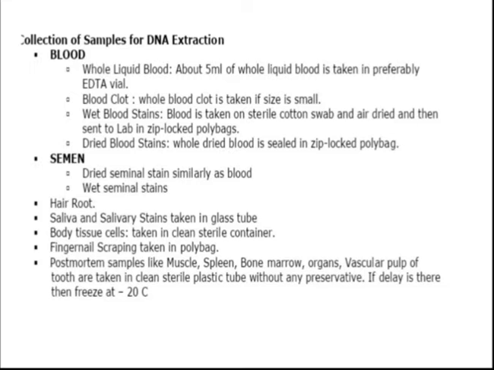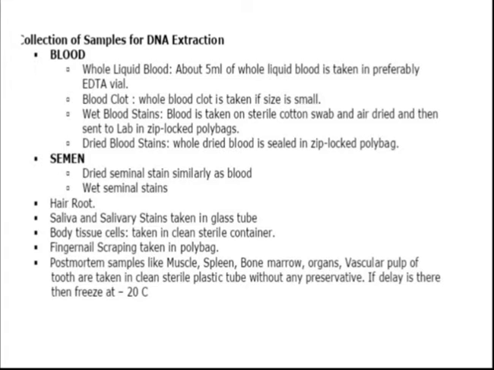Now the first step is the extraction. In the extraction step, we have to initially collect the sample and then DNA extraction can be done. So we require the blood. Whole blood is in the form of a liquid, so initially take around 5 ml of the liquid blood in an EDTA vial, or when blood is in the form of a clot, the whole blood clot is taken if the size is very small.